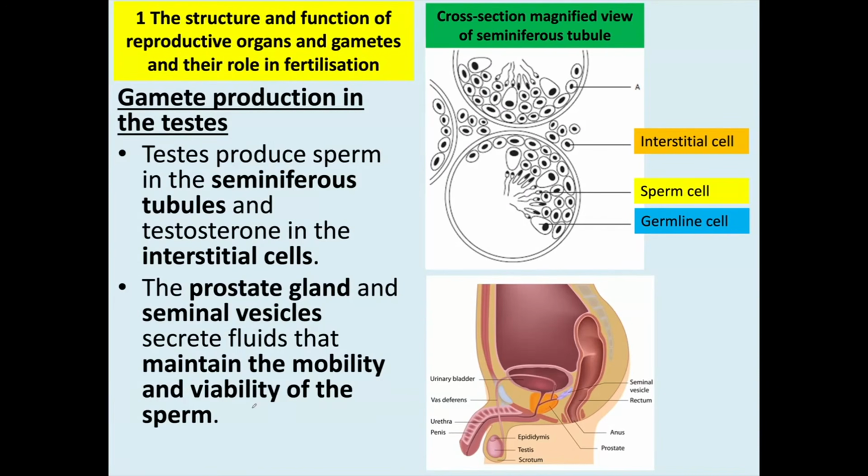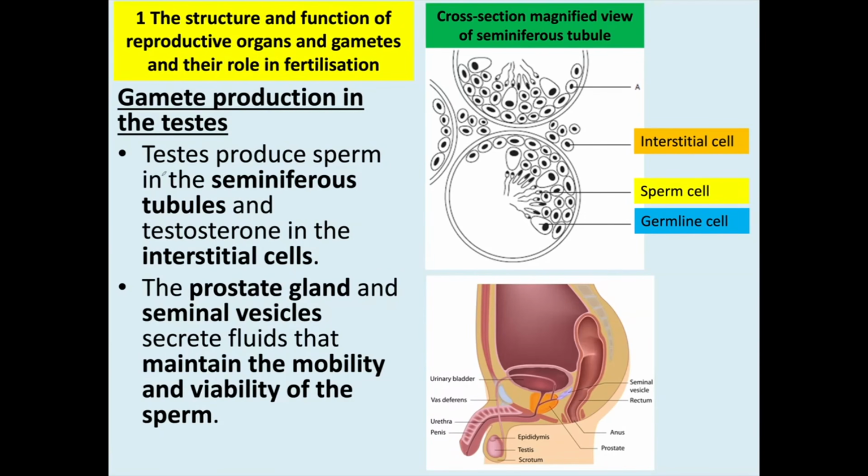Hi, folks, and welcome to the first topic in Unit 2 of the Higher Human Biology course. This first topic is a relatively short one, and we're going to be looking at gamete production in both the male and female human reproductive organs, the testes and the ovaries. So, we're going to kick off by looking at gamete production in the testes, first of all.